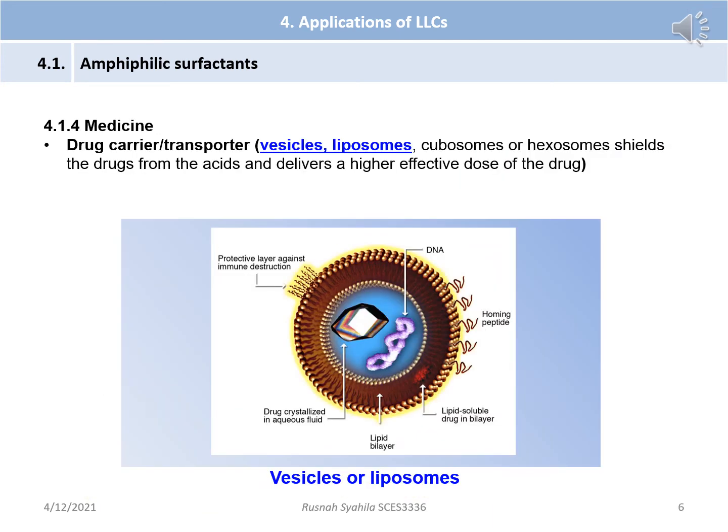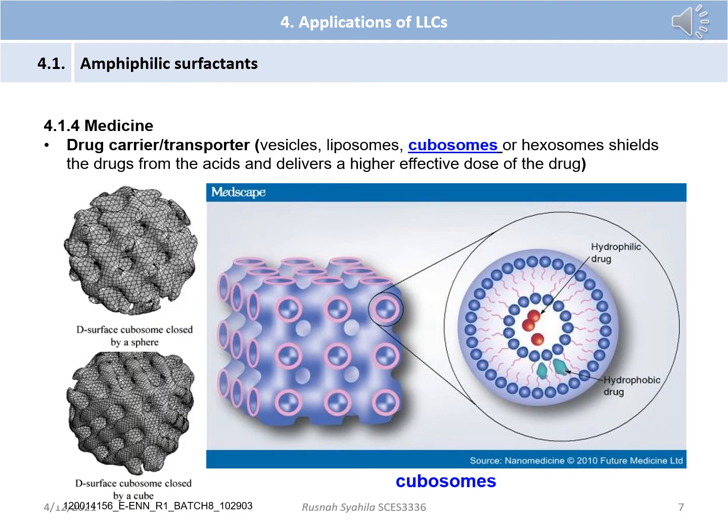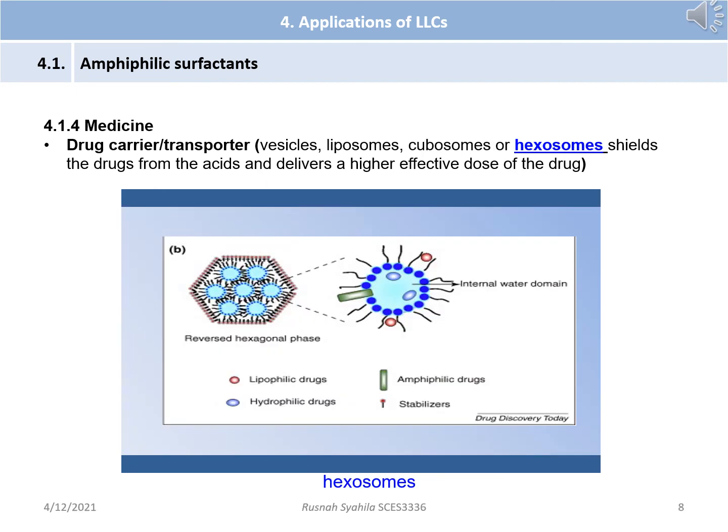In the pharmaceutical industry, amphiphilic surfactants can be used as drug carriers. Lamellar phase can form vesicles as synthetic ionic or non-ionic surfactants or liposomes, based on natural phospholipids. Hydrophilic drugs can be placed in the cavity, while the hydrophobic drug can be encapsulated in the hydrophobic bilayer. Besides the lamellar phase, the cubic phase can also be used as a drug carrier. A drug carrier that exhibits cubic phase is called cubosomes. Look at the picture on the slide for the illustration. The drug carrier that is in hexagonal phase is called hexosomes.